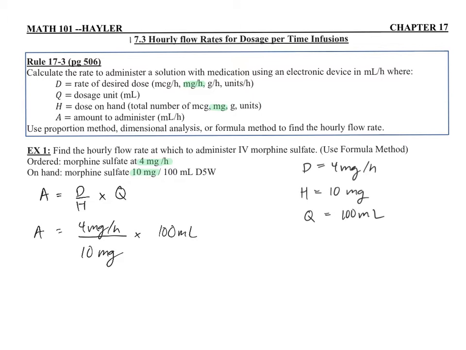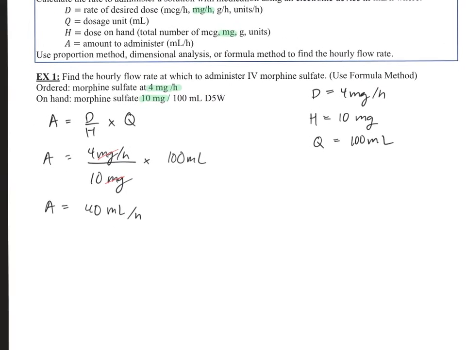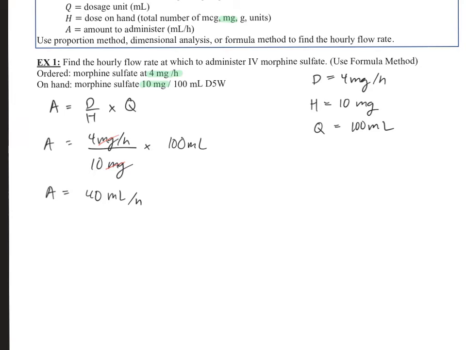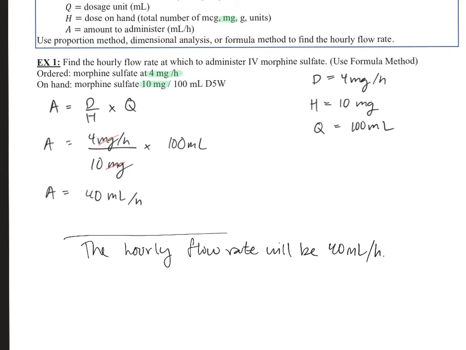Alright, we can go ahead and cancel out some of the units. We can cancel out the milligrams. And then, calculating this out, we get 40 milliliters per hour equals A. Alright, so the amount to administer is going to be 40 milliliters per hour. Alright, go ahead and box our answer. And let's go ahead and move on to the next example.